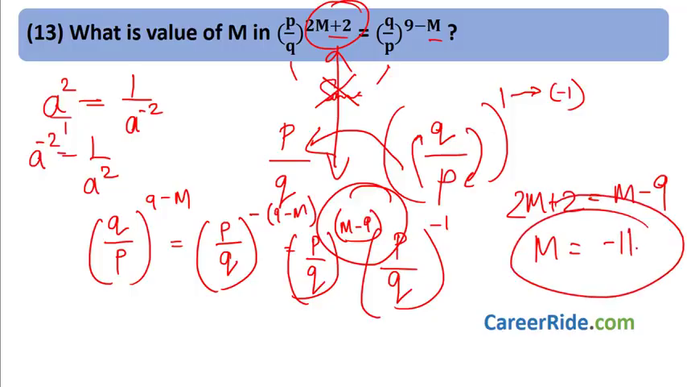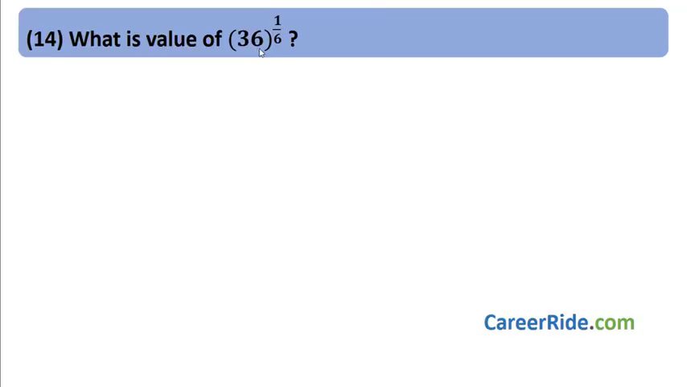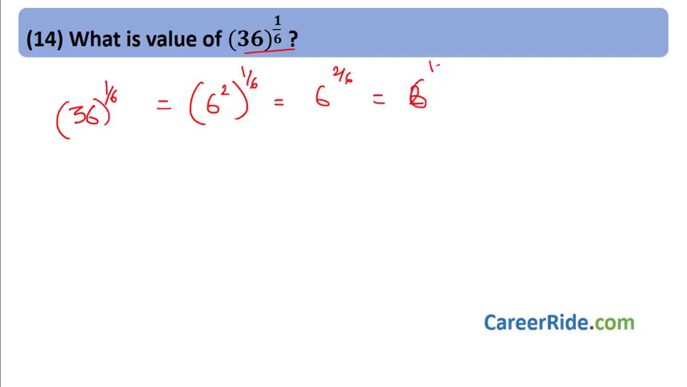Moving to next question. What is value of 36 raised to 1 by 6? Now here you don't have to actually calculate the value, you will be given some options and based on that you have to choose the correct option. This is 36 raised to 1 by 6. 36 is nothing but 6 square raised to 1 by 6. That would be 6 raised to 2 by 6, that would be 6 raised to 1 by 3, that is cube root of 6. We cannot simplify further, so this is the answer.